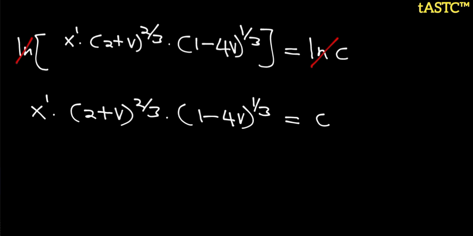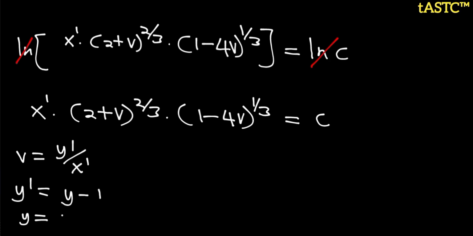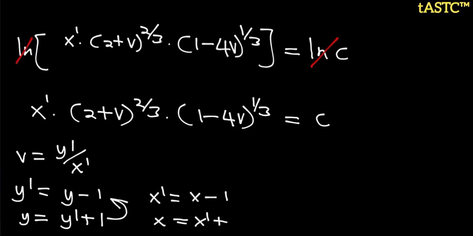Now, the final thing you would need to do for this question is just replace everything with what we said it should be. We said v is equal to y prime divided by x prime. And y prime, we said that should be equal to y minus 1, because we had that y was equal to y prime plus 1. So you could replace it with this. And x prime was equal to x minus 1, because x is equal to x prime plus 1. So that could be replaced with this. And if you took everything back into the question, you would find the answer to the question.